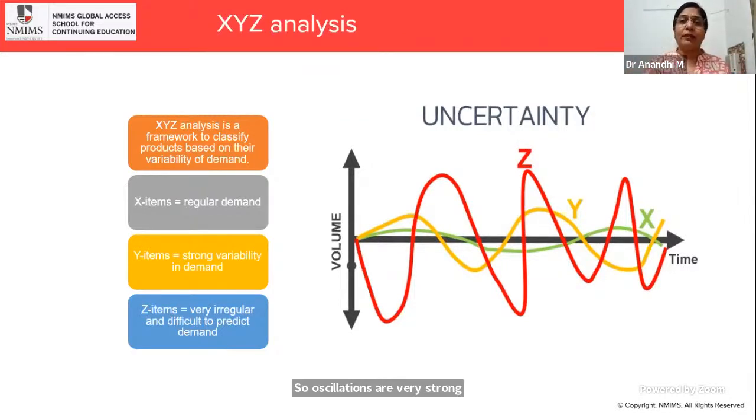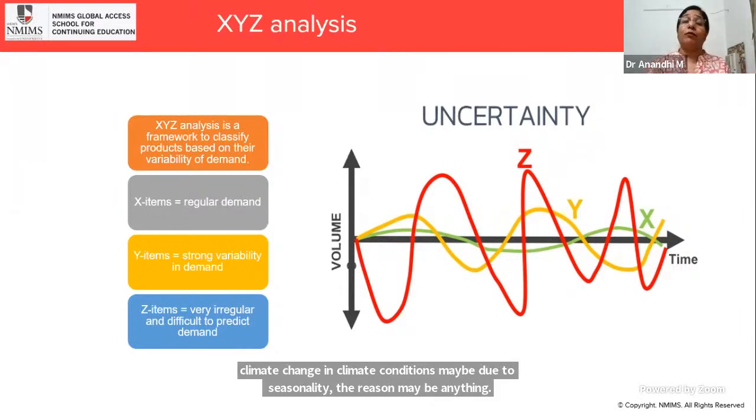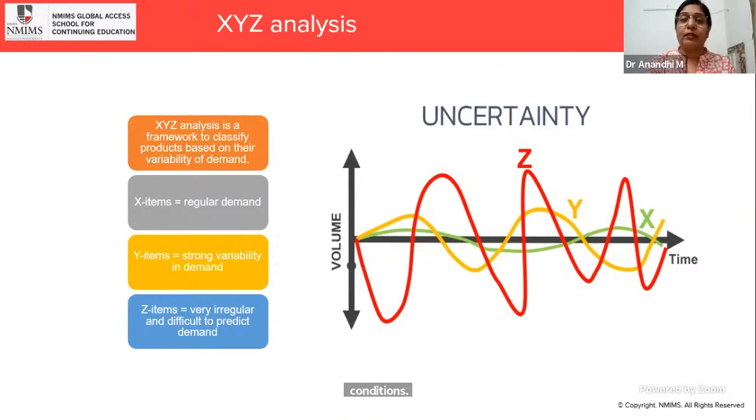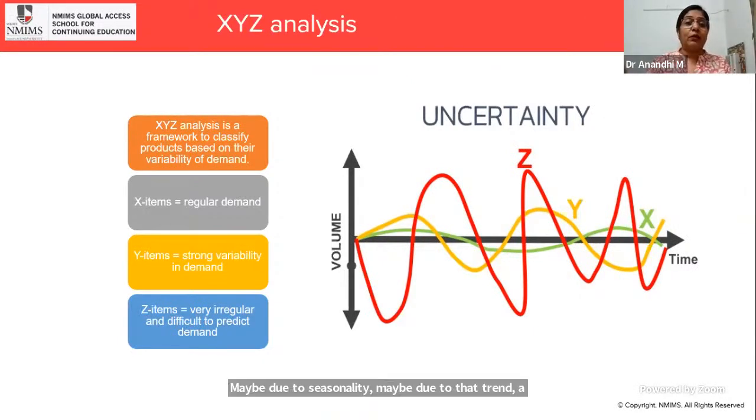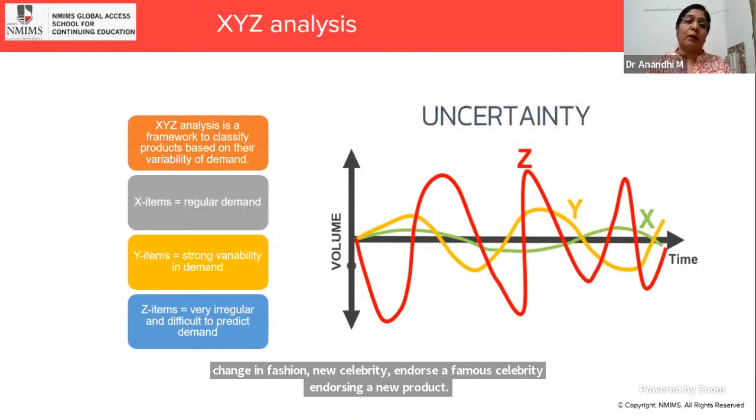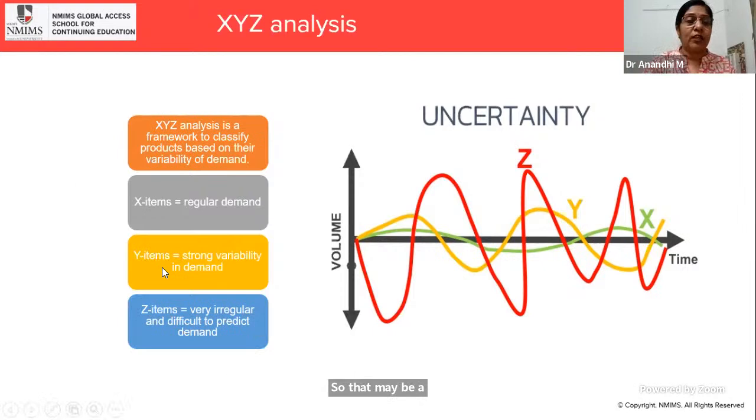The reason may be anything. Maybe due to a change in climate conditions. Maybe due to seasonality. Maybe due to the trend, a change in fashion. A famous celebrity endorsing a new product, so there may be a sudden spike in demand. So there is a great or strong variability in demand, fluctuation in demand. So they are categorized under Y.